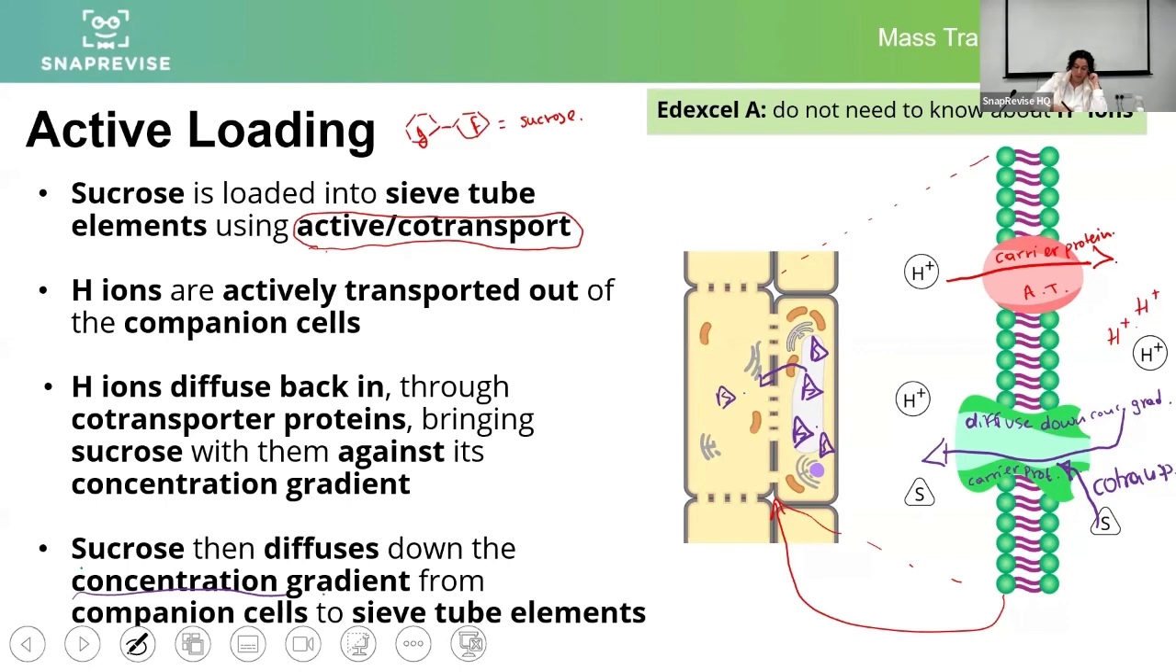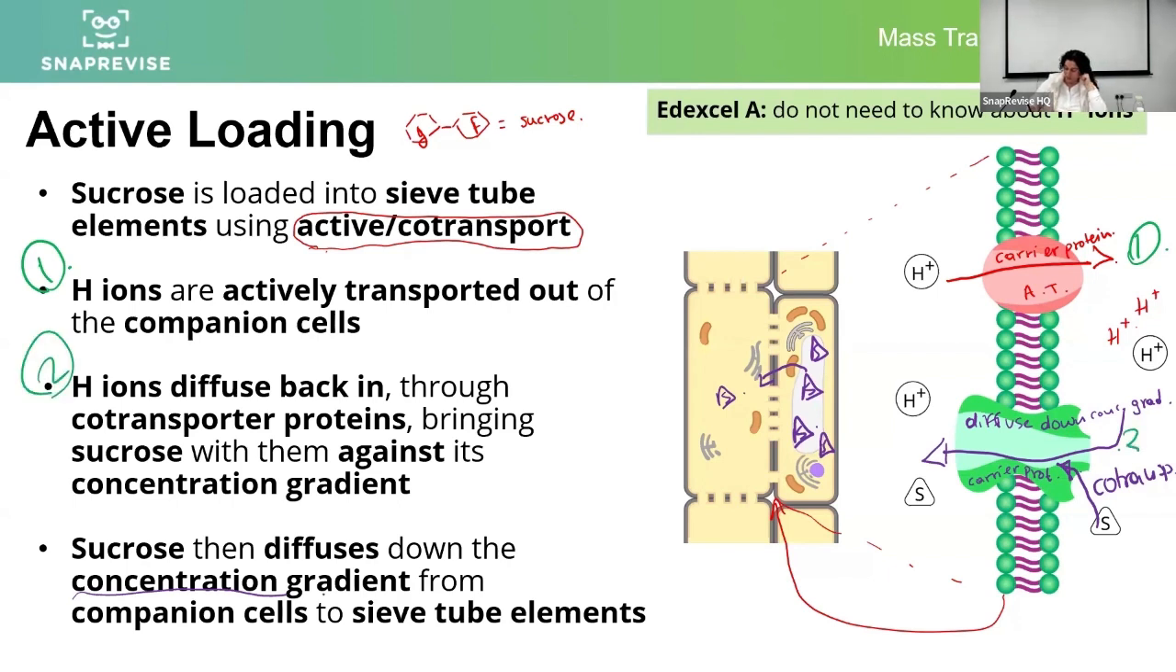Okay, so let me just write the numbers here so that you can relate the diagram to the process. Process number 1 here, hydrogen ions out. Process number 2 here, hydrogen ions and sucrose going back in. Process number 3, sucrose diffusing from the companion cell into the sieve tube element.